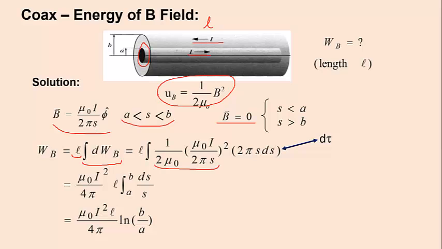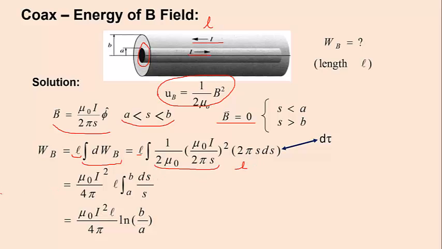So putting that in, we'll have 1 over 2 mu 0, that's this one right here, times B squared. So here's B squared. And then we need a volume element, and this is 2 pi S dS times L. That's why the L appears in this equation. So let me repeat. If I multiply this by L, that will give us d tau.